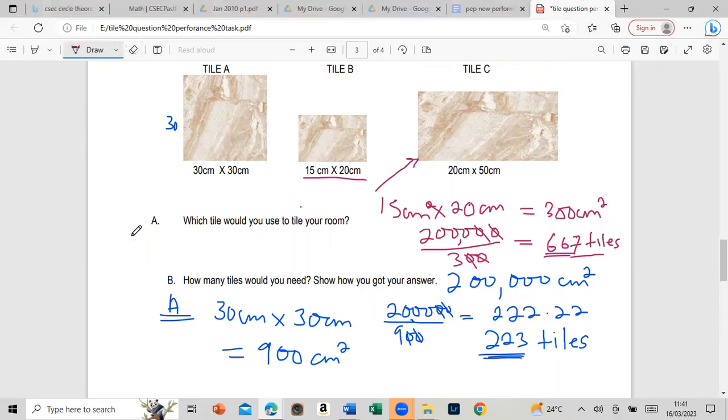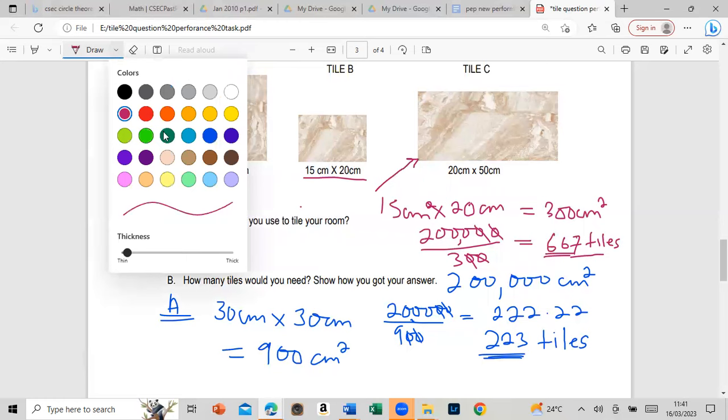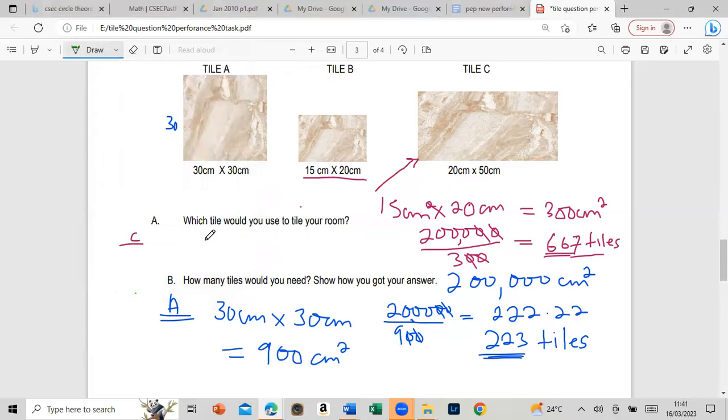Alright, so let's look at tile C. I'm going to change the color just to differentiate them. Which color do I want? Green. Alright, so we're going to choose green. So to find the area for the tile, we multiply 20 by 50, which gives us 1,000. So I think this one would be the easiest one.